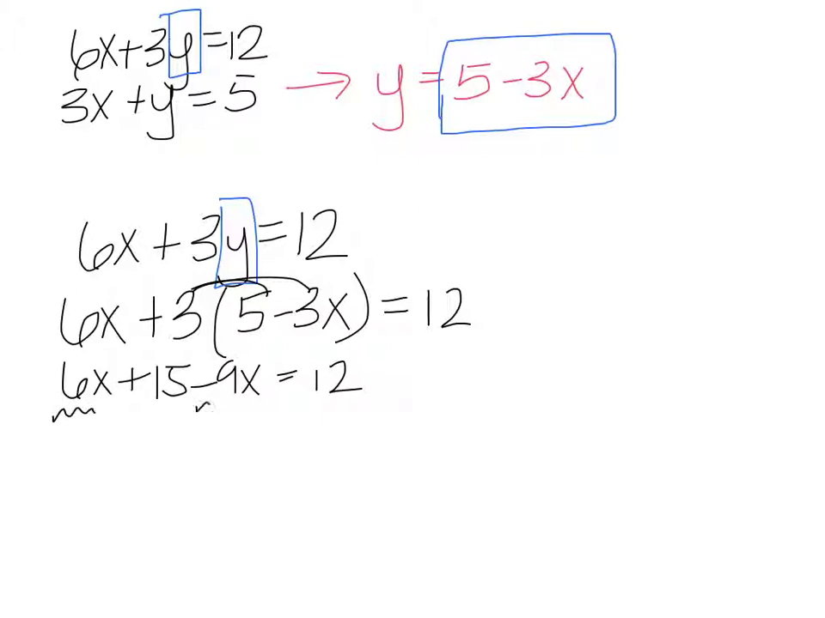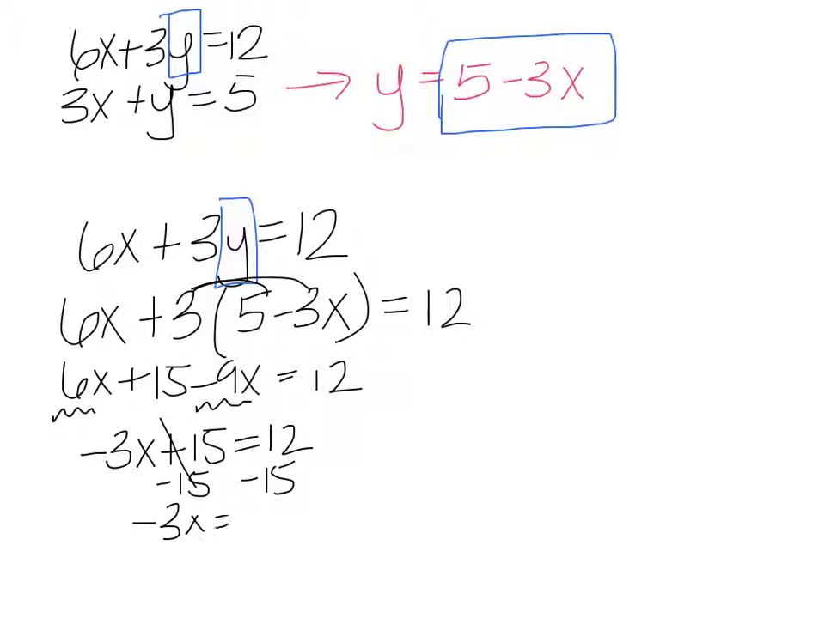Very good. I've got like terms on the same side. Negative 3x plus 15 equals 12. Subtract the 15. Negative 3x equals negative 3. Divide by negative 3. x equals 1.